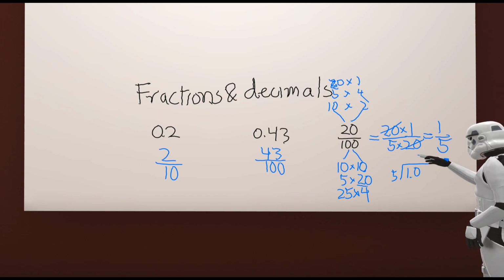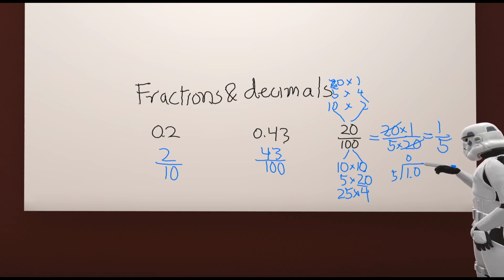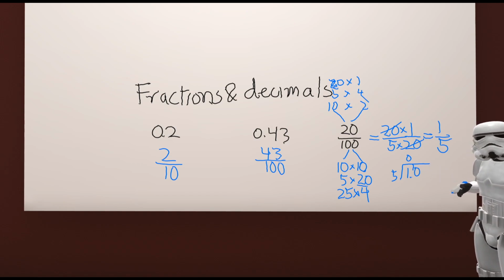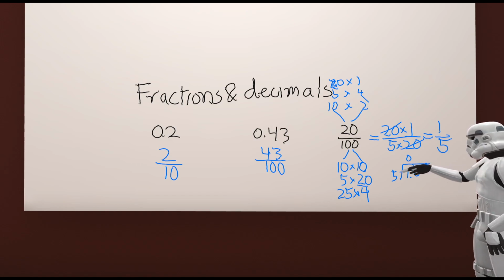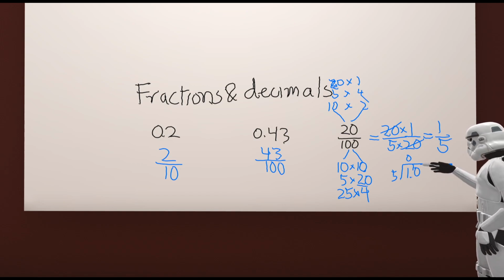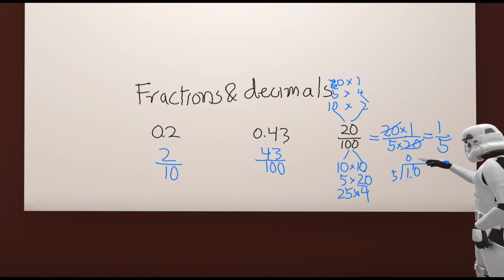Well, we can't do 1 divided by 5, so it's going to be 0. However, I have a 1 left over. So this little 1 is going to then make this 0 into a 10. Now I have 10 divided by 5, which is 2. So this would be 0.2.